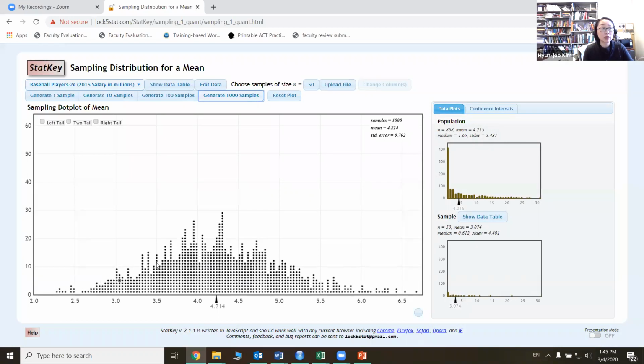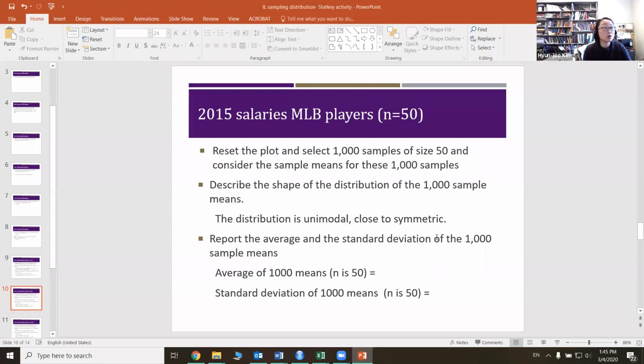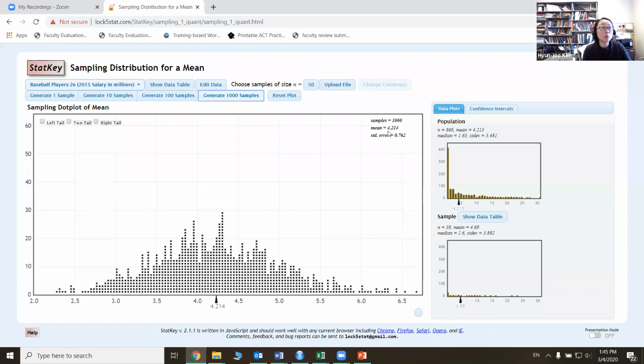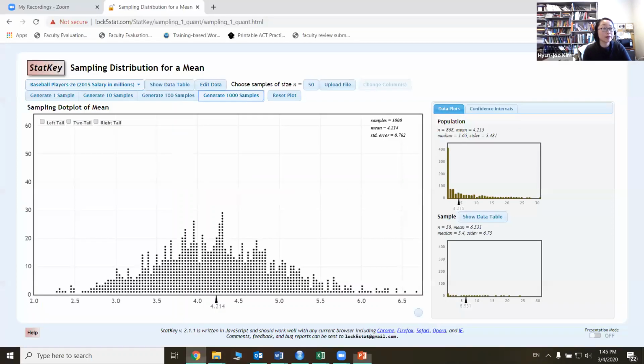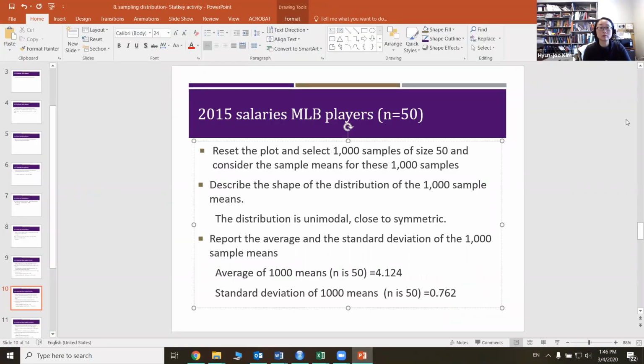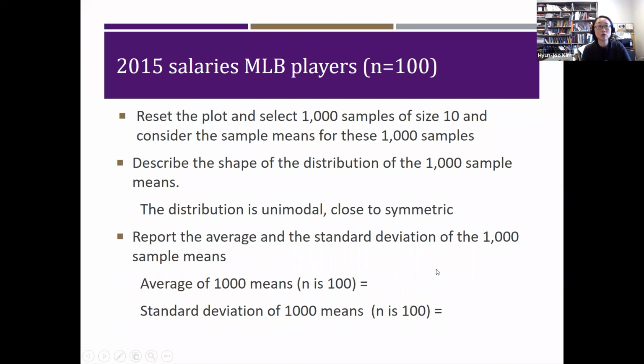Okay, so how would you describe the shape of this data set? Is it roughly symmetric? Maybe, right? Close to symmetric. And there's a mean value and a standard deviation value. So we can summarize the shape of the distribution as unimodal and close to symmetric. Then we also need the average of the means and the standard deviation of the means, which is 4.214 and 0.762. Sound good?